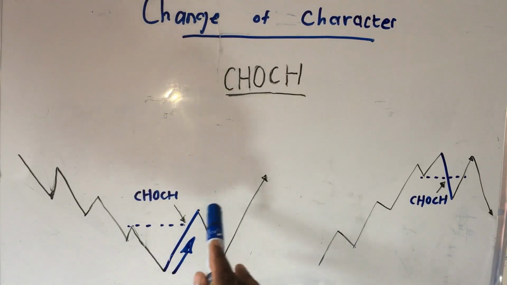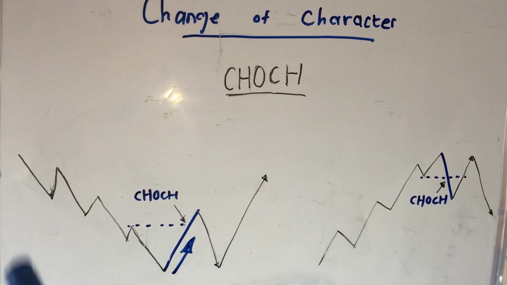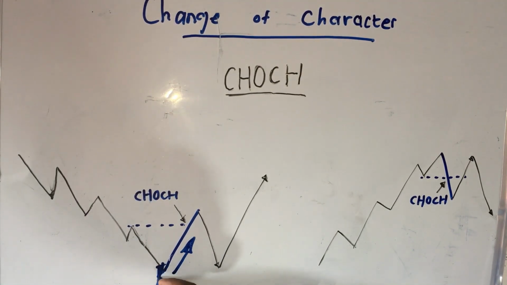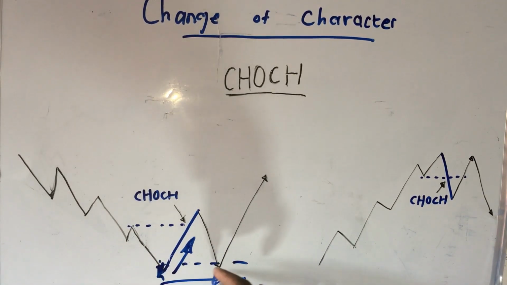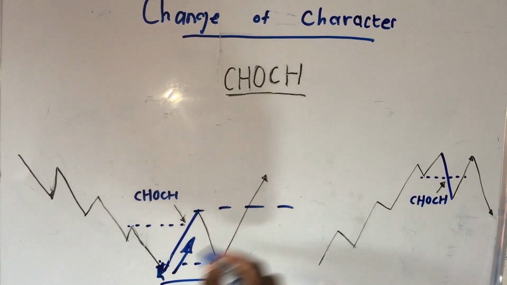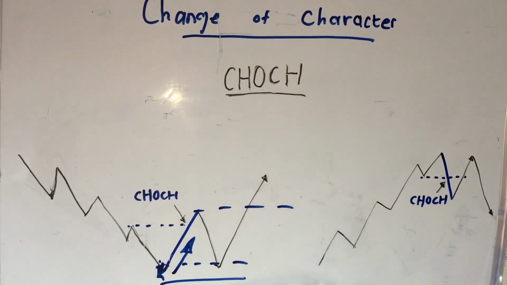After the choke, the change of character, has happened, we wait for price to retrace. So where is price going to retrace? It's going to come back to the order blocks that we were talking about in the previous lessons. It's going to come back to those order block levels, where we can then take our entries, expecting price to move to the upside. You understand? So that's basically your change of character.